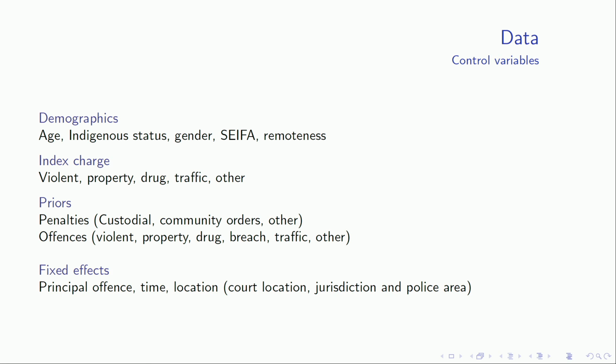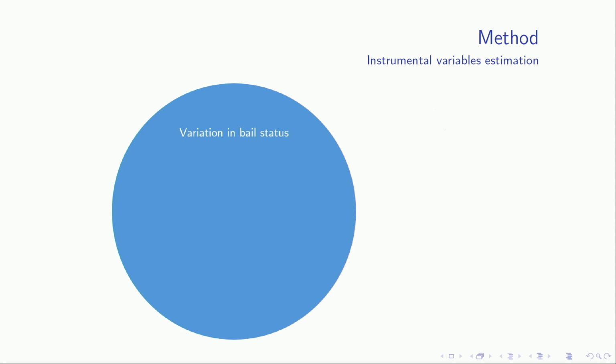And we also have a range of fixed effects. We have fixed effects for the principal offense, so usually the most serious offense. The time, so when I say time, it's of the bail hearing: the day of the week, which might be relevant for court scheduling, the month, the year, that kind of thing. And we also have the court location, the jurisdiction, basically district or local, and the police area.